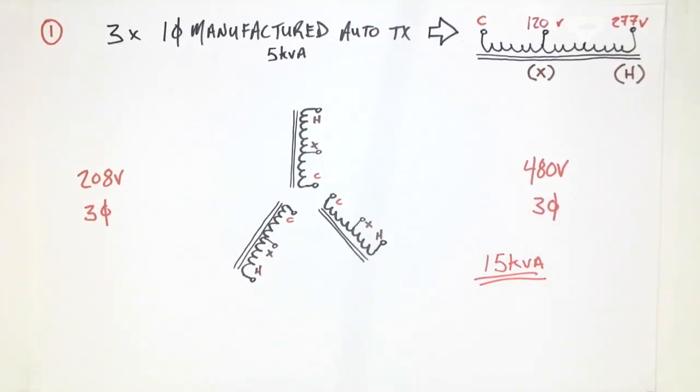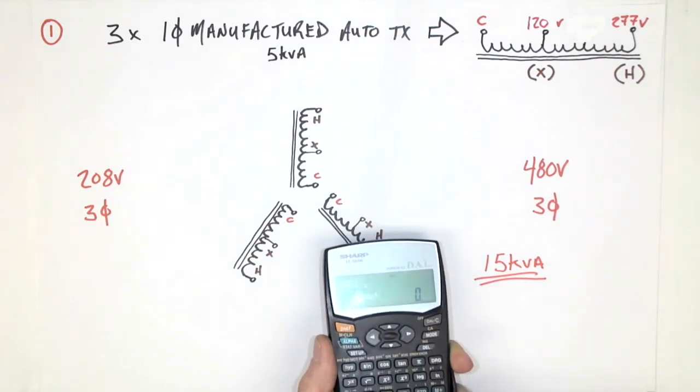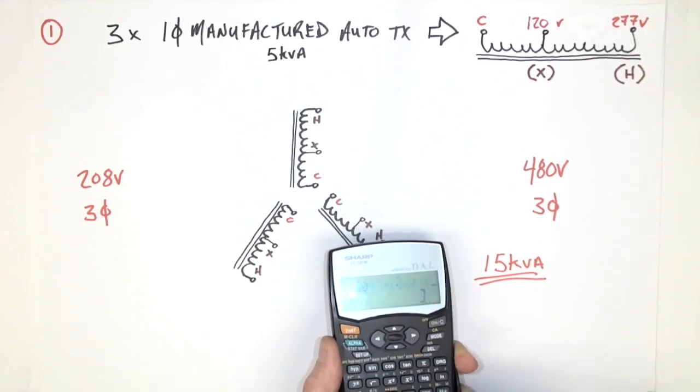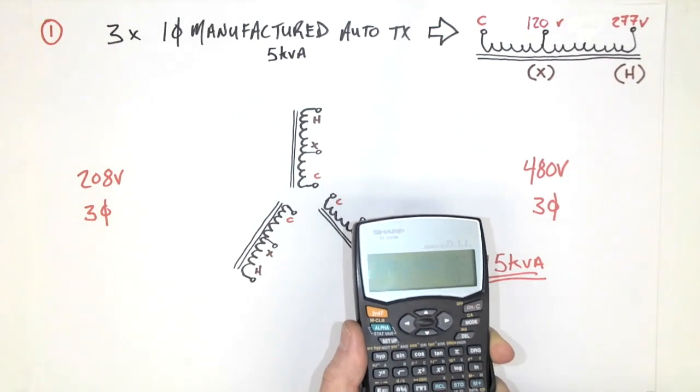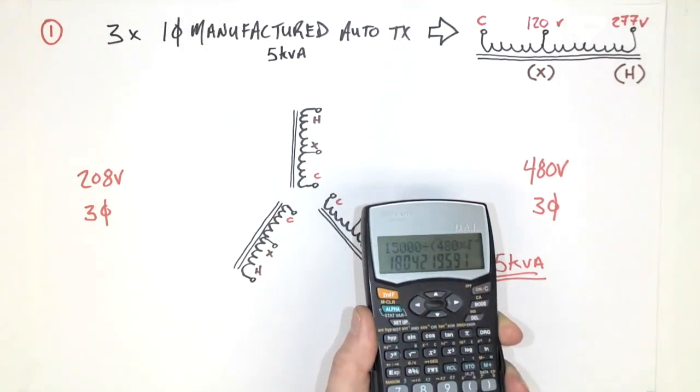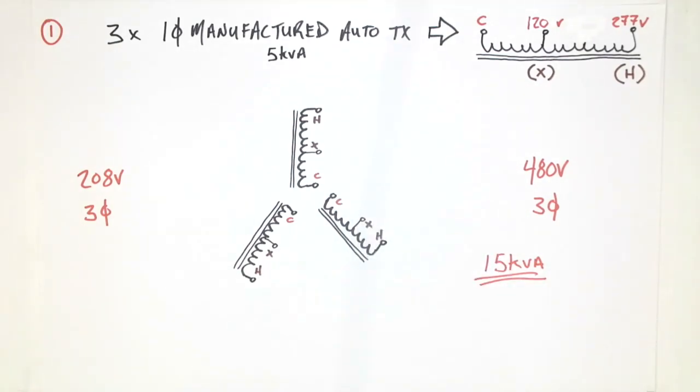Now, if I have 15 kVA, that also means that I should be able to work out the total line current that we could potentially supply this 480 volt load. So 15,000 divided by 480 times root 3, and that gives us a current value of 18.04 amps.